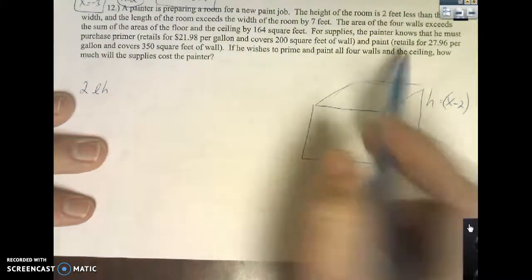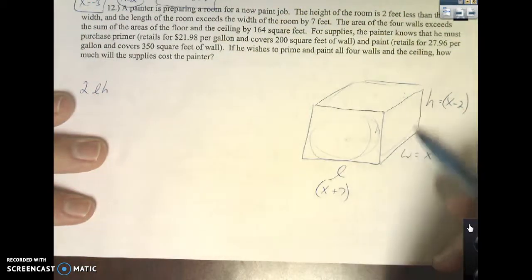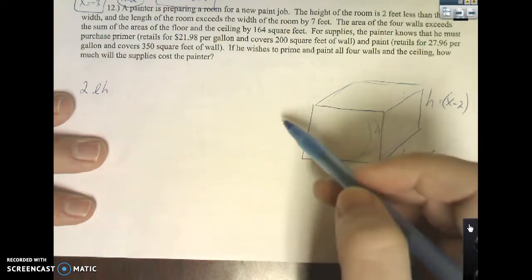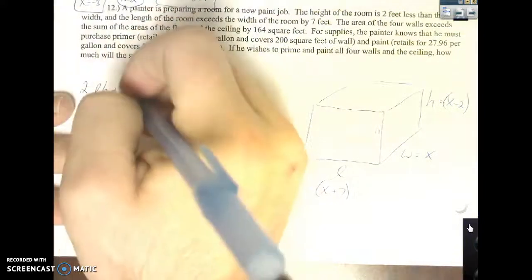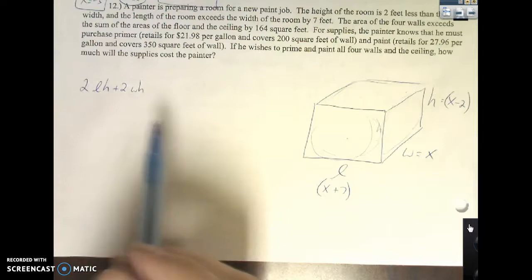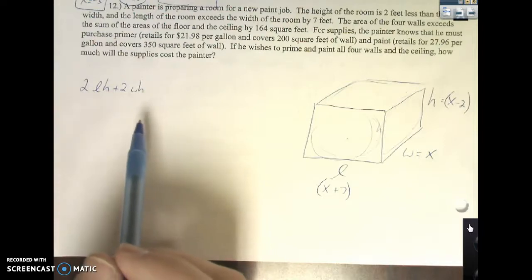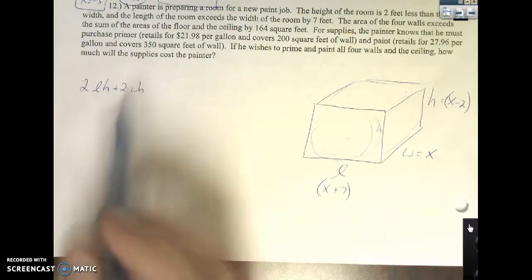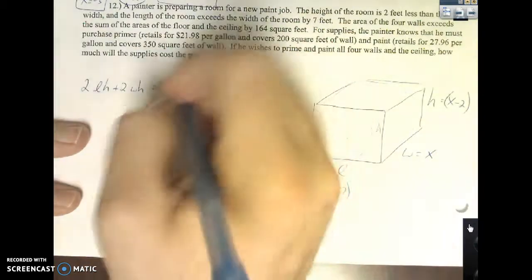Then it says the area of the 4 walls, so I also have this wall. This wall's area is W times H. How many of these do I have? 2. So it says the area of the 4 walls exceeds the sum of the area of the floor, so this is bigger than. Over here I'm going to put an extra 164 feet.